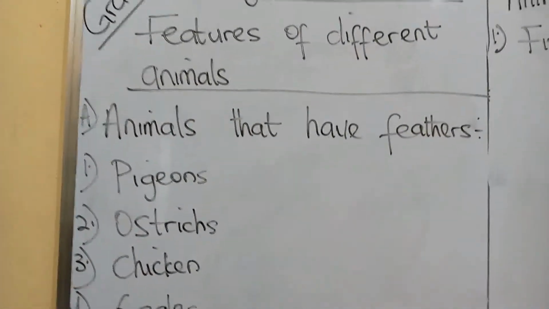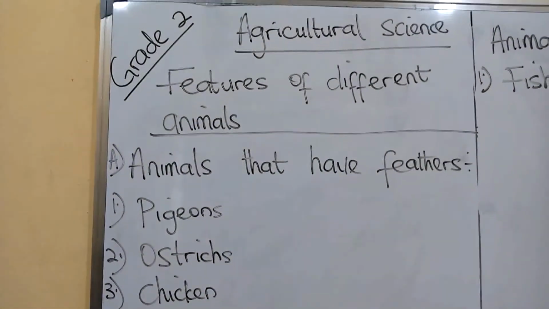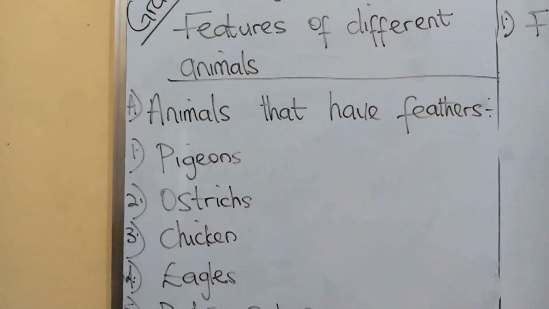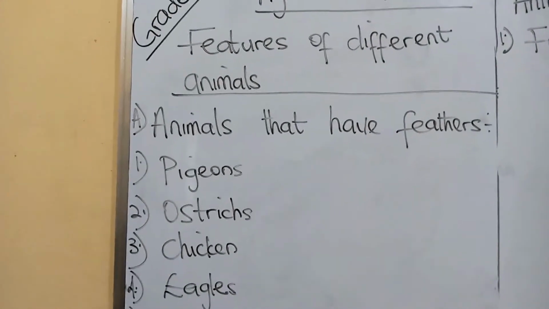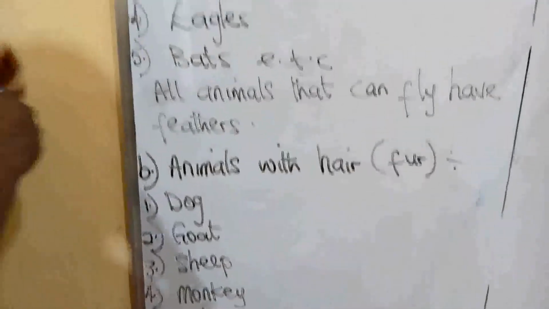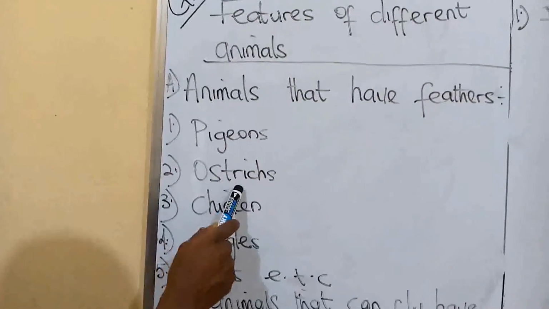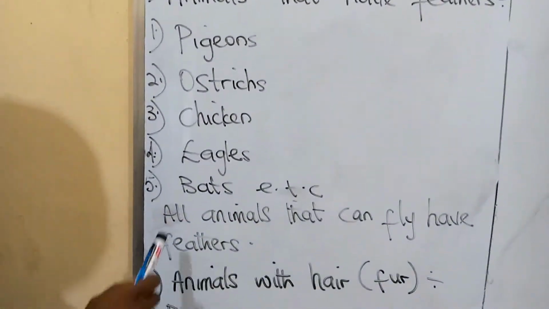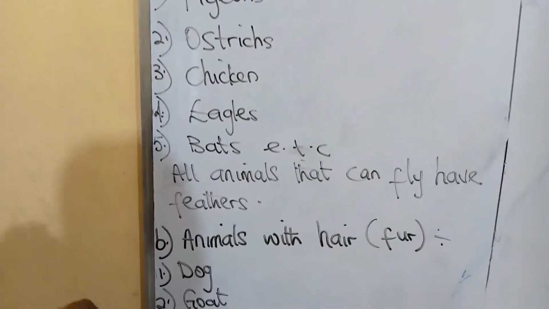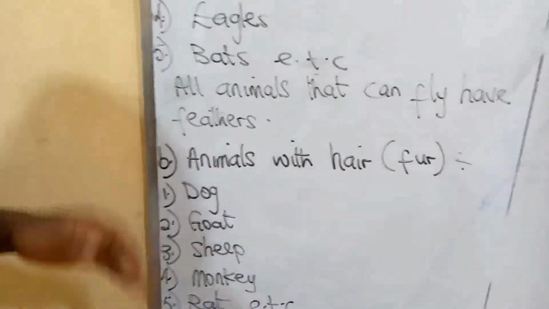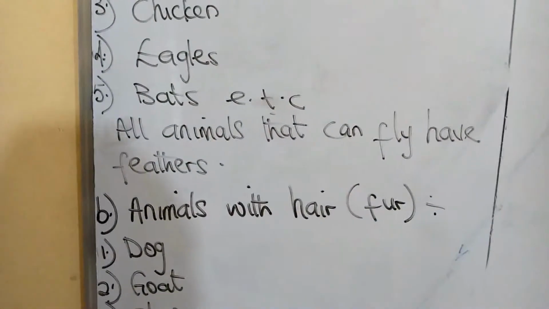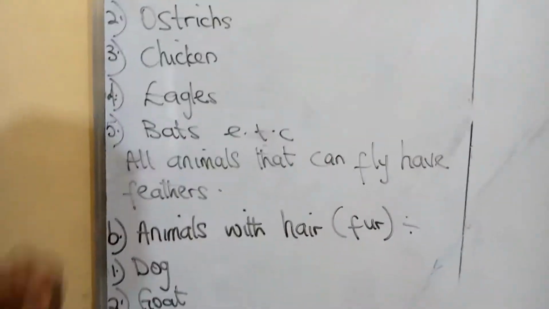Now let's go through the lesson. Our topic today is features of different animals. We are going to look at animals that have feathers, animals that have hair, and animals that have scale. Animals that have feathers: we have the pigeon, the ostrich, chicken, eagles, bats. There are so many of them. Animals that can fly have feathers. It is the feather that makes them fly. Since our feet help us to walk, those feathers help them to fly.